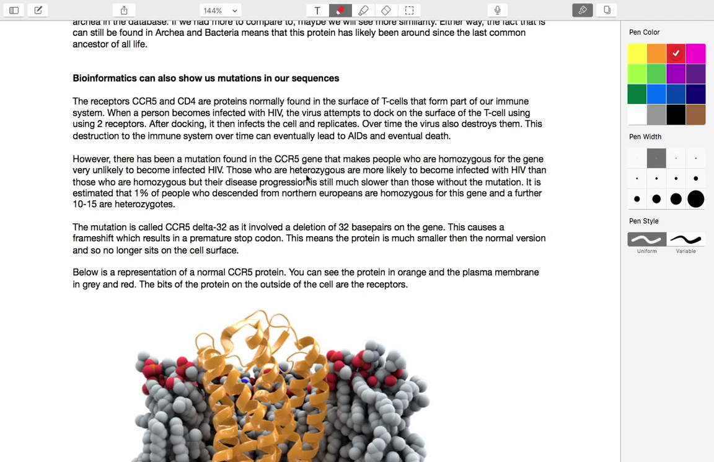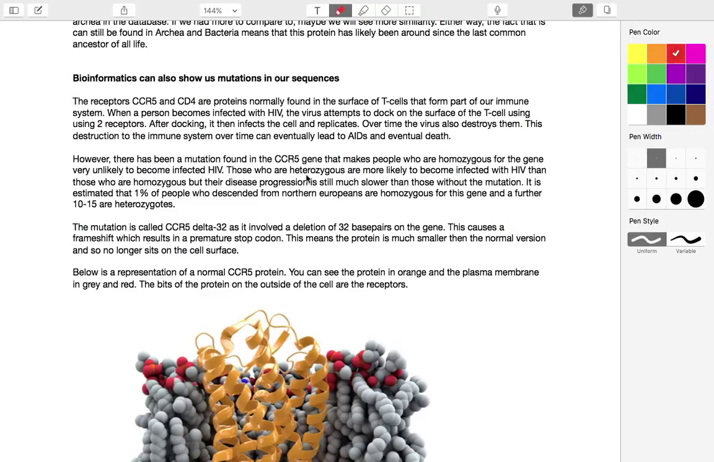So the next one we're going to be taking a look at is actually a mutation. Bioinformatics can show us mutations in our sequences. The receptors CCR5 and CD4 are proteins normally found on the surface of T cells that form part of our immune system. When a person becomes infected with HIV, the virus attempts to dock on the surface of the T cell using two receptors. After docking, it then infects the cell and replicates.